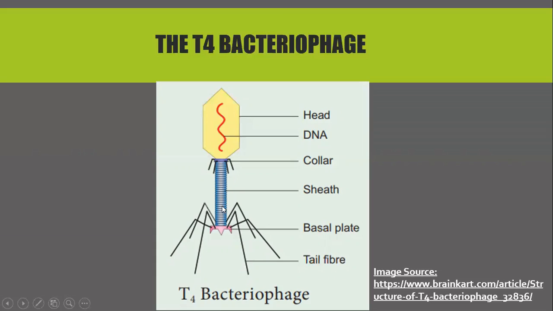This phage, the T4 bacteriophage, is capable of undergoing only a lytic cycle and not the lysogenic cycle. So all these T phages, they are referred to as lytic phages because they always bring about the lysis and death of their host cell, Escherichia coli.